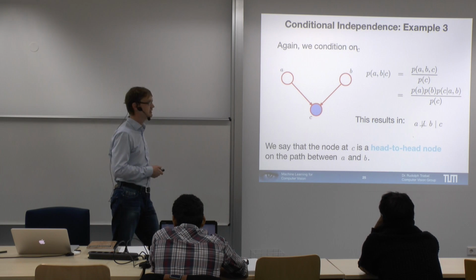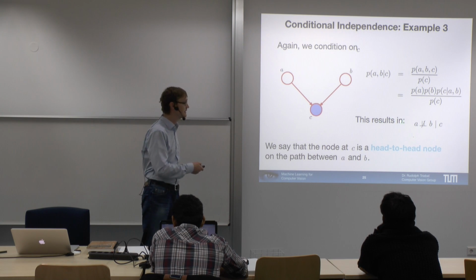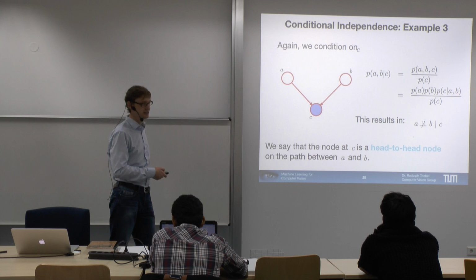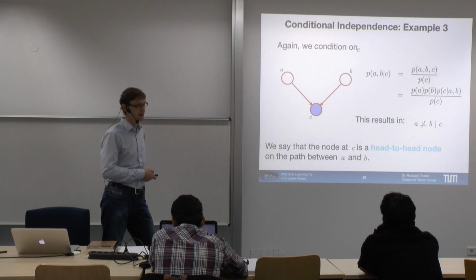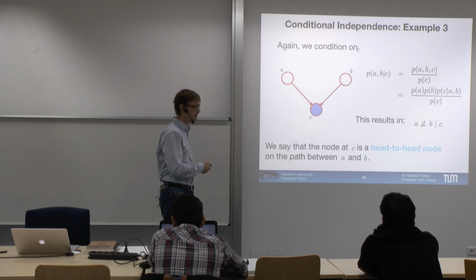You will not find a formulation that says P of A and B given C equals P of A given C times P of B given C. So we have the result that A and B are not independent given C. If we condition on C, then they are not independent. And as I said already, this is the so-called head-to-head node.